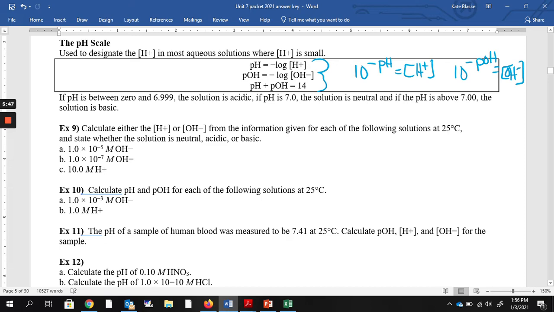So let's try out number 9 first. I want you to give this a try first, and then I'm going to show you some tricks for ways to be able to do this without your calculator.